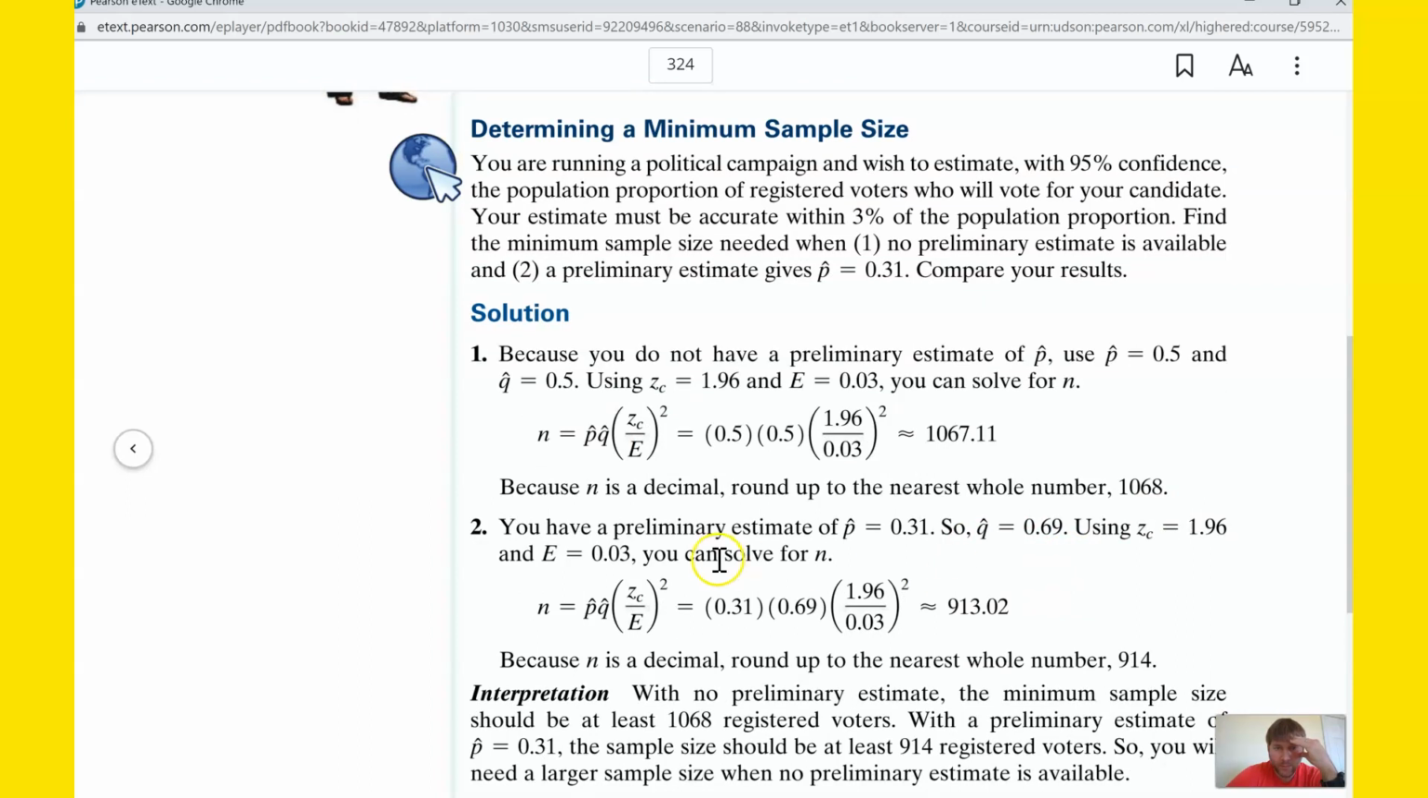All right. Part 2 says do this again when we have a preliminary estimate of p hat to be 0.31. So we're saying the proportion of registered voters who will vote for our candidate, we're estimating that to be 31% of the registered voters. The assumption is that there will be some initial way to figure that out. So we do the formula again. Everything's the same except p hat is 0.31 and q hat is 1 minus 0.31, or 0.69. And then we fill in the others the same way. And we get that if that's the case, we only need 913.02. So we're going to say we only need 914 people in our survey.